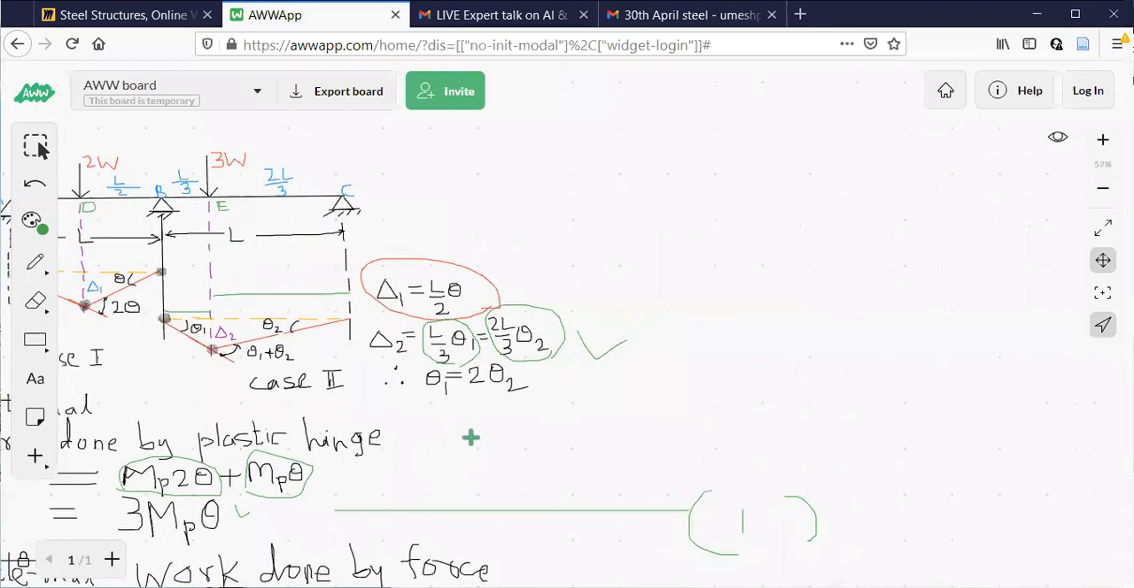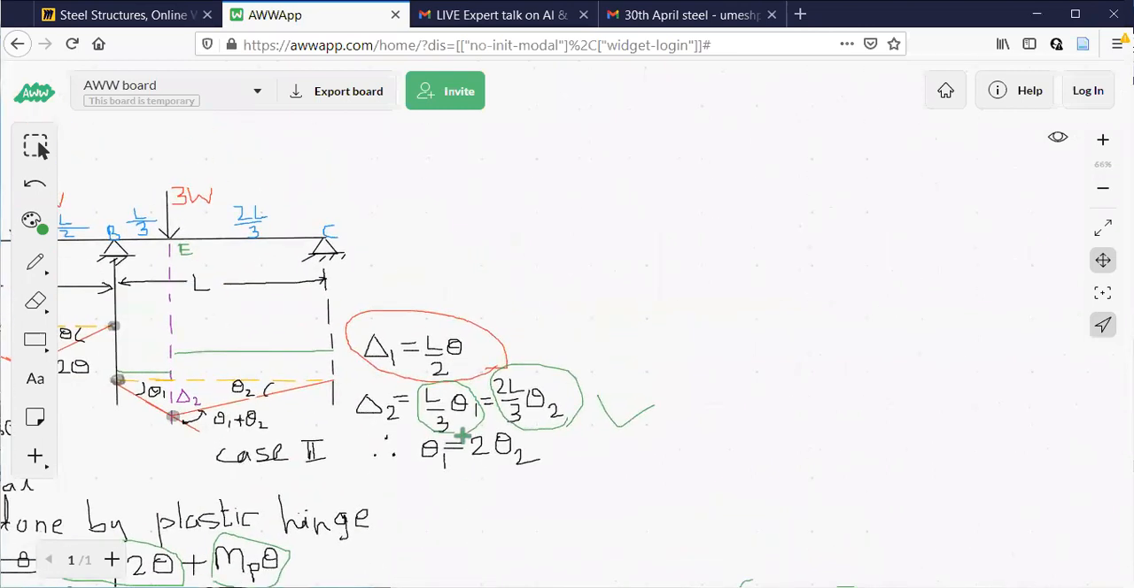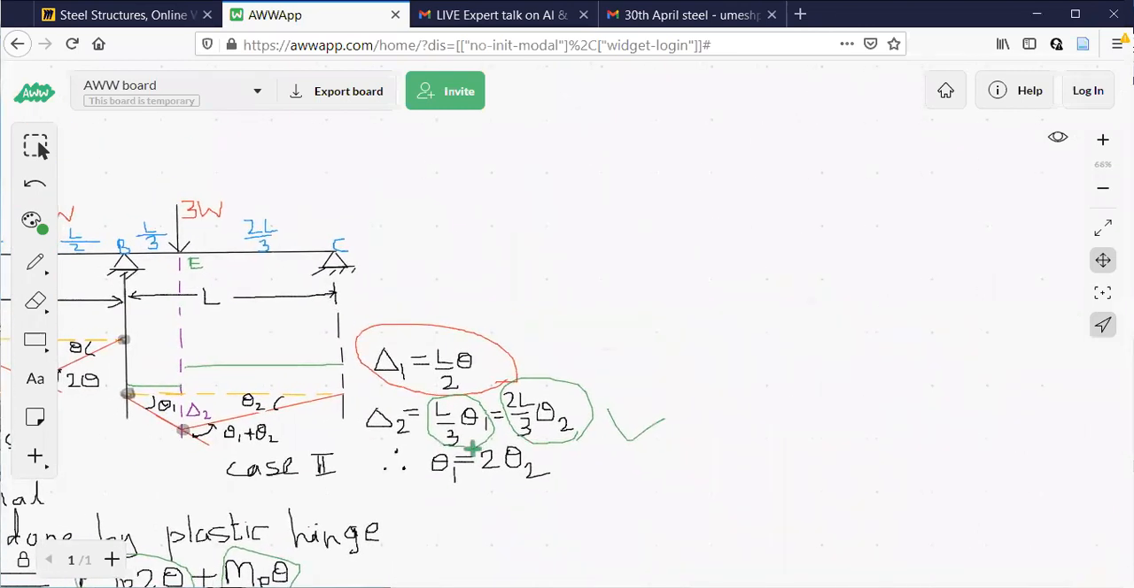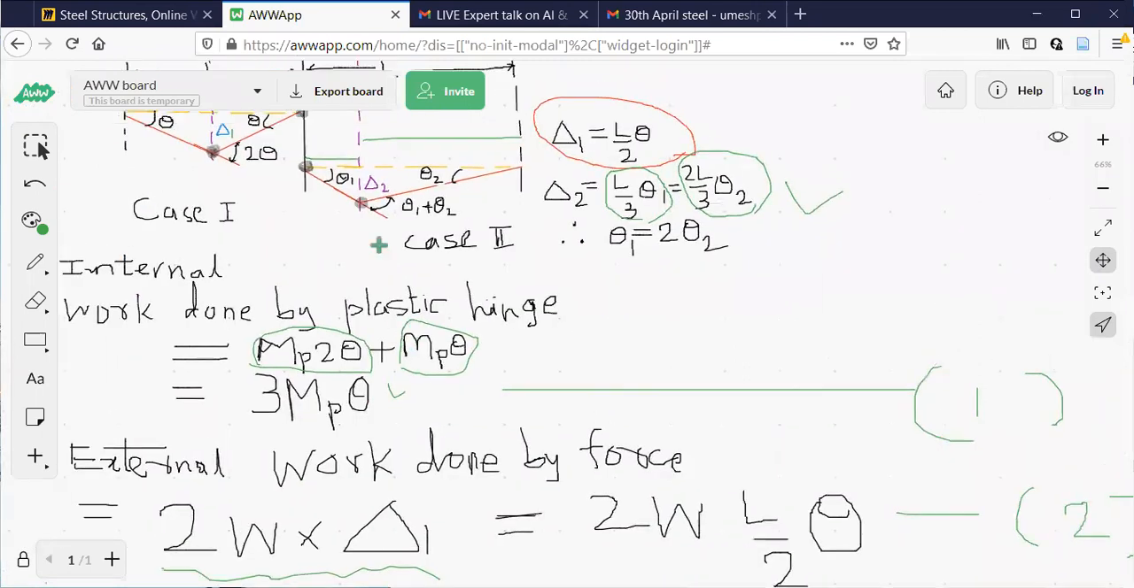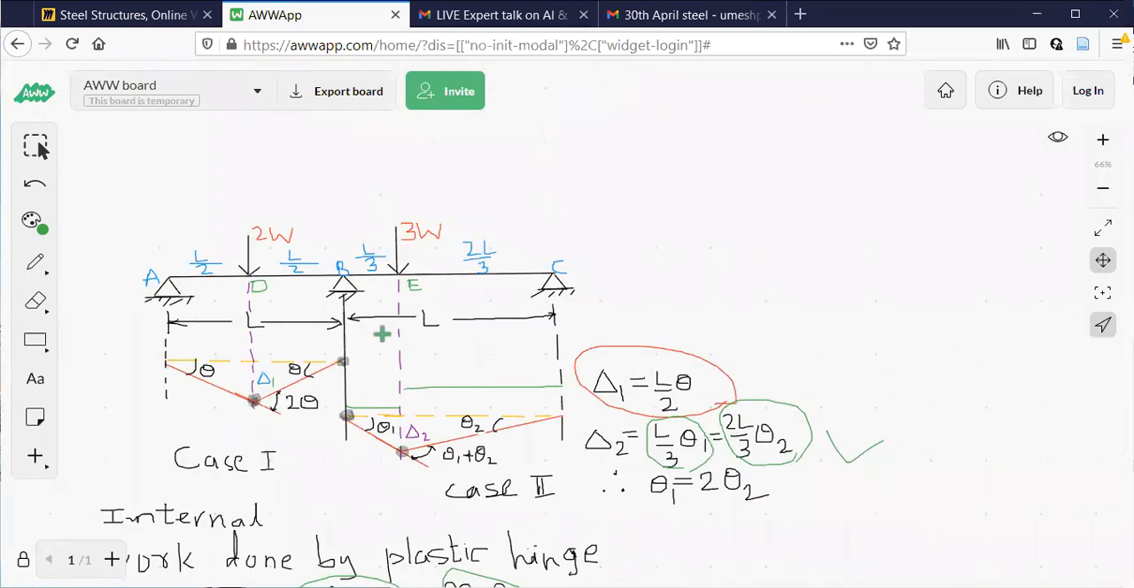Case 2, look at case 2 here. Now can you understand how to solve it? Case 1 I have done. Any doubts, you ask, so that you can do it on your own. Case 2, I mean the second mechanism of BC.